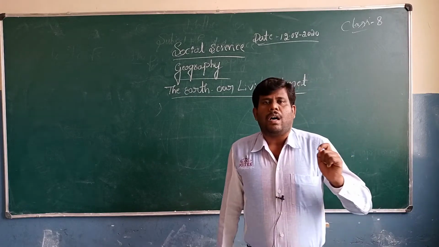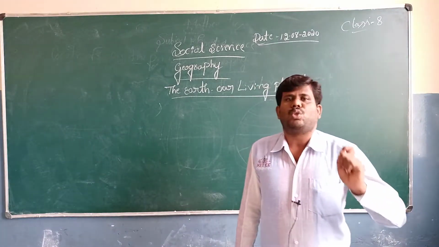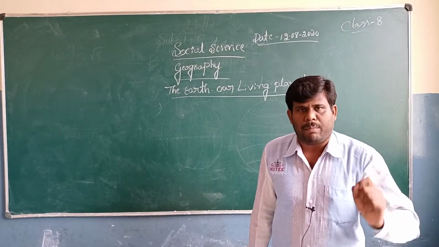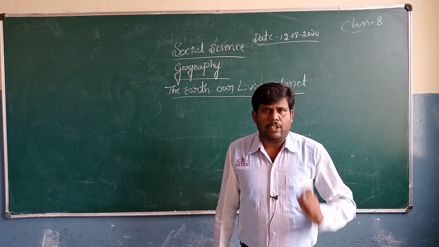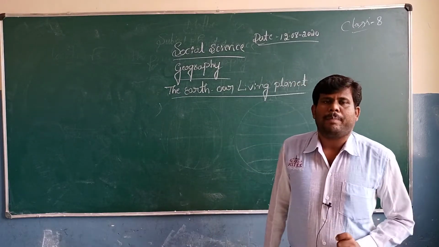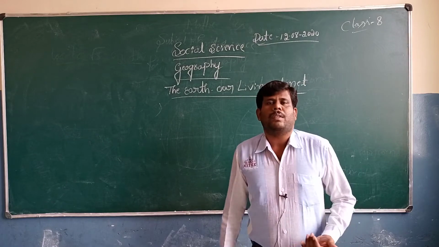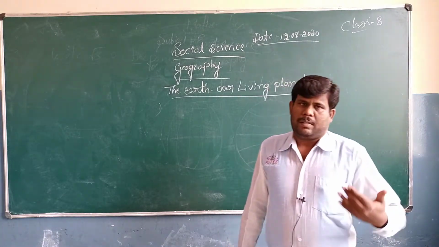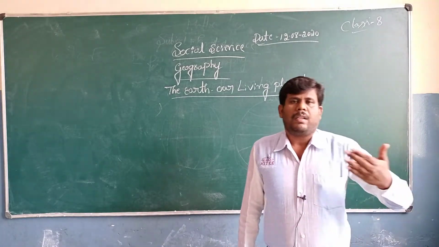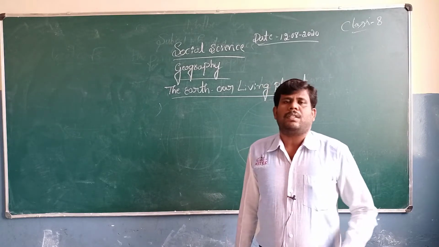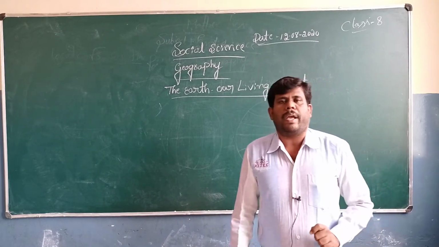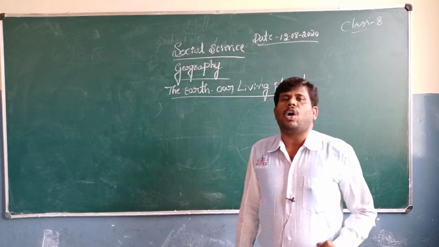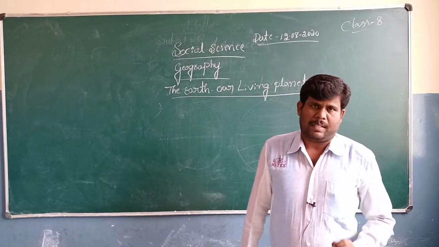Because Earth has a suitable distance from the Sun, range of temperature, atmosphere and water cycle. For these factors, our Earth is called a home for all living beings.